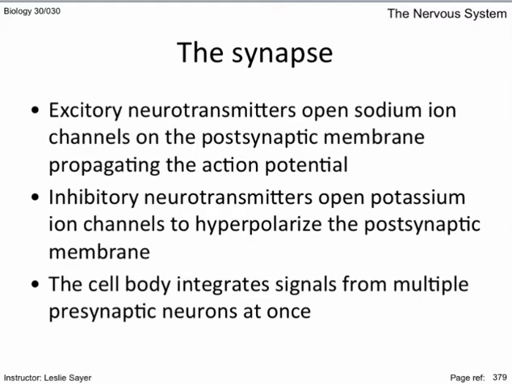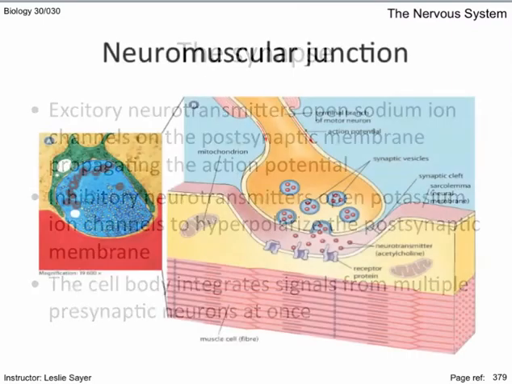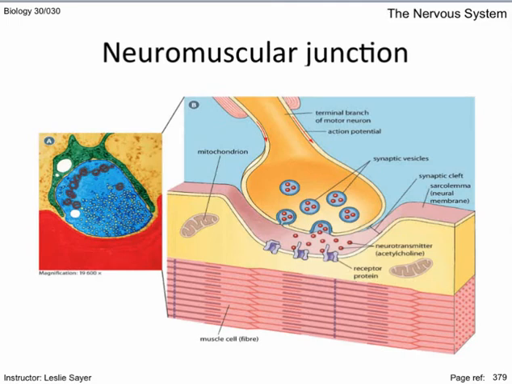A single cell body could be integrating the signals from many presynaptic neurons at the same time. The cumulative effect, called summation, determines whether an action potential follows or not. Neurotransmitters can carry the signal from a neuron to an effector, gland, or muscle. The image on the left is an electron micrographic picture showing the axon terminal of one neuron interfacing with the effector cells, in this case muscle cells.